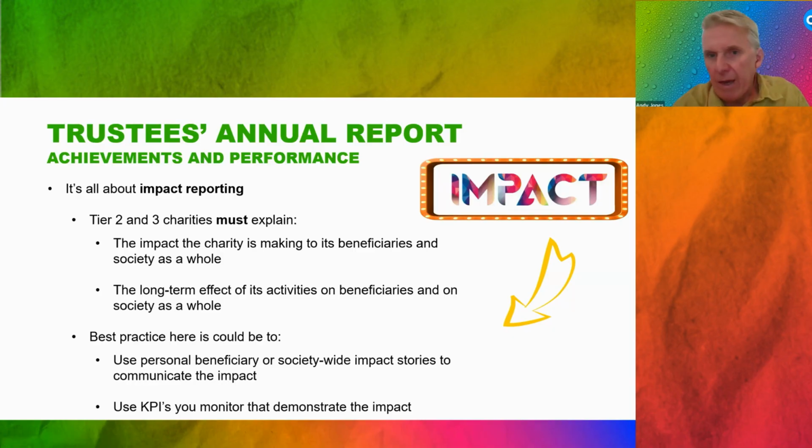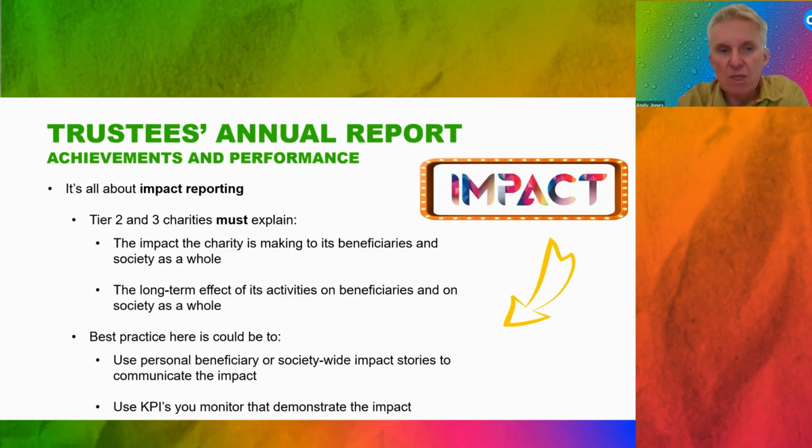So, how do you demonstrate that? Well, the SORP sets out what best practice here could look like. It could be using personal beneficiary or society-wide impact stories to communicate the impact. And I see a lot of charities do that. We'll have personal stories, case studies, and that's a great way of demonstrating impact to someone that's a beneficiary of your charity and part of society, and that you're delivering public benefit to.